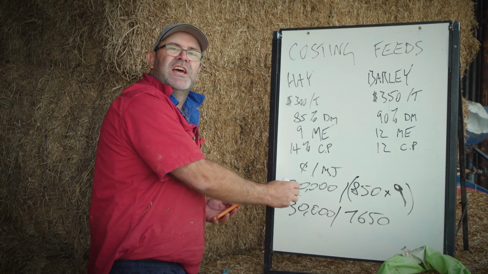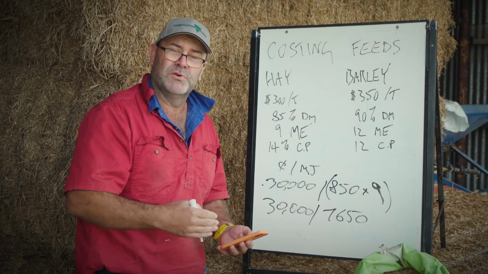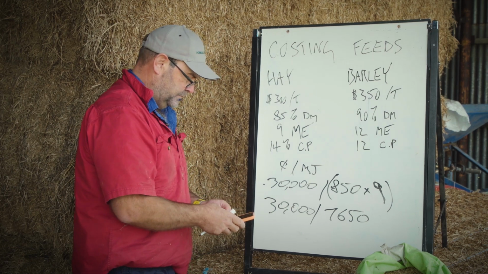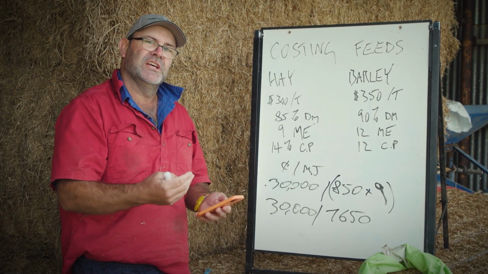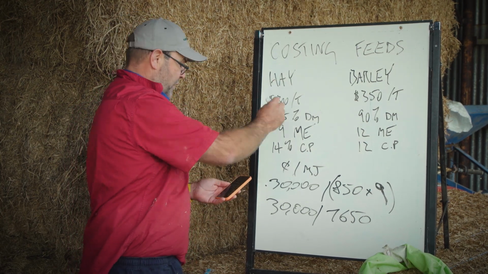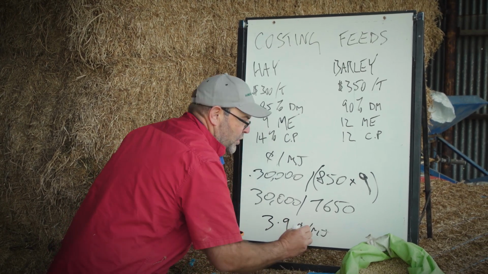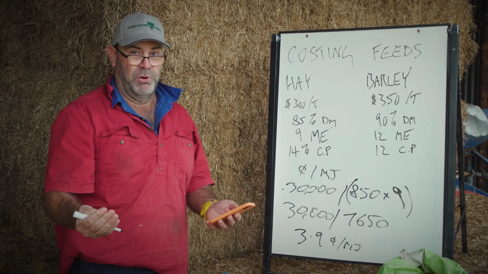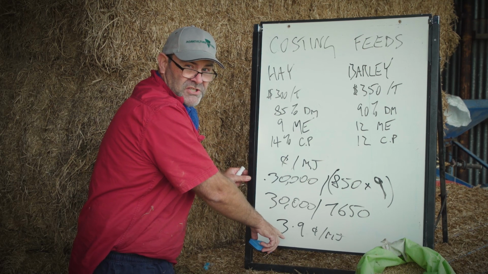We know we spent 30,000 cents to buy, and effectively when we're buying the feed, we're looking to buy the energy, and that's why it's really important that we compare it on an energy basis. So 30,000 cents, divided by our 7,650 megajoules that we've bought, means our cost if we're buying the hay is 3.9 cents per megajoule. So all of a sudden, we've costed this feed out to how much the energy, which is the important bit, is actually costing us.